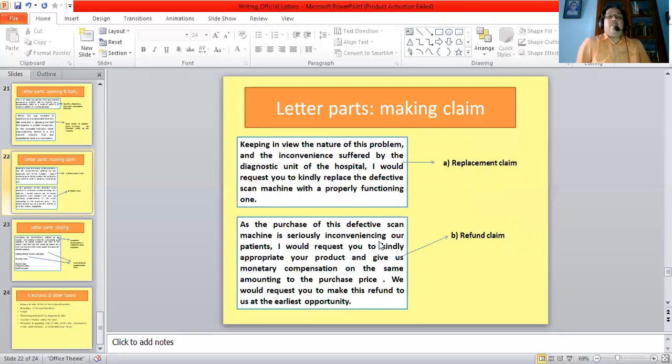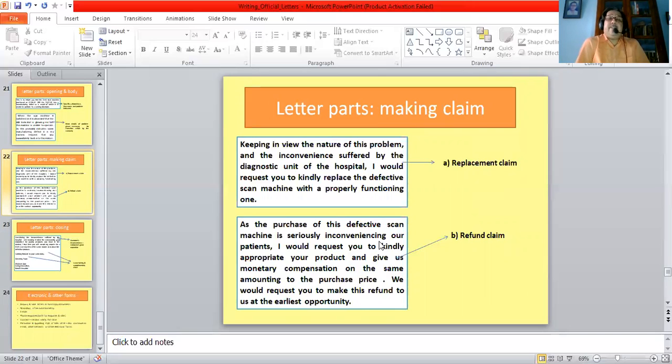Keeping in view the nature of the problem, the inconvenience suffered by the diagnostic unit at the hospital, I would request you to kindly replace the defective scan machine with a properly functioning one. So this is a claim made for replacing the defective machine with a properly functioning machine. Or else you can also ask for a refund, but that is an extreme case.